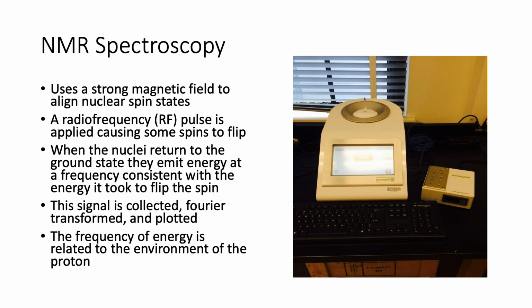We can measure the energy that gets emitted and plot it, Fourier transform it, and then you get an NMR spectrum. This is the really quick 5-minute version. This will make a lot more sense when Walt talks about it later. So the important thing to note here is that the frequency of the energy that a proton emits as it changes spin state is related to the environment of the proton.